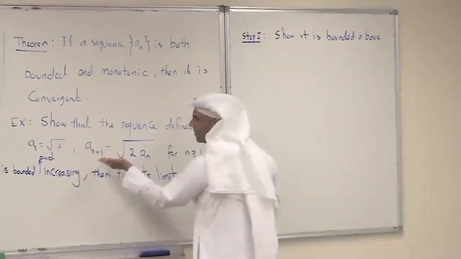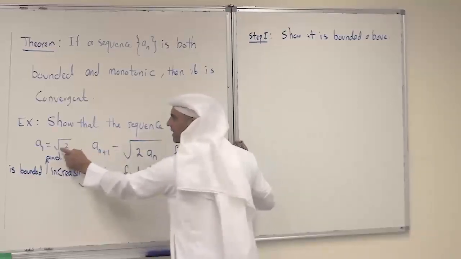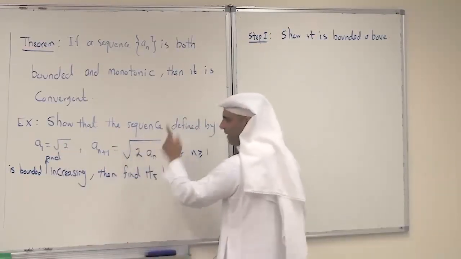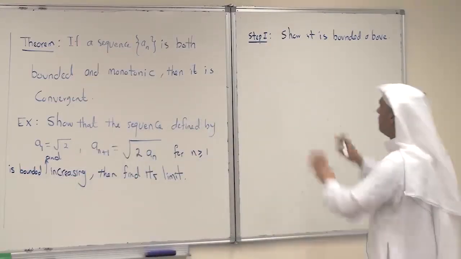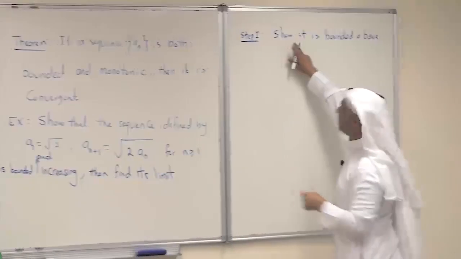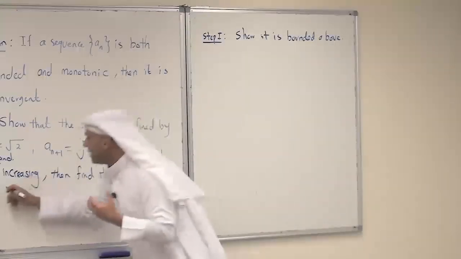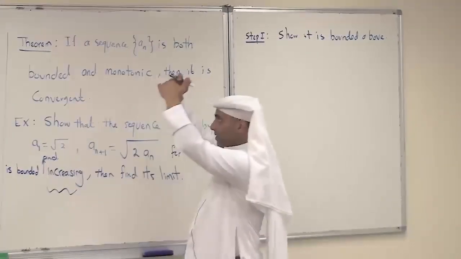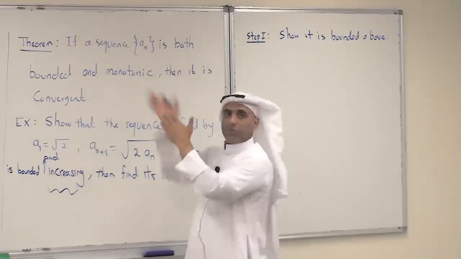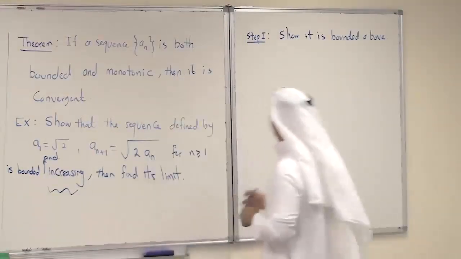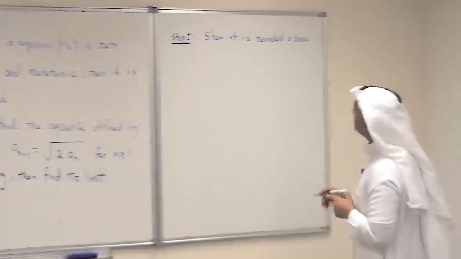It's bounded below by 0. It's also bounded below by 1, because this is greater than 1, and if we prove the sequence is increasing, then it is also bounded below by 1. I don't care about that. If I can prove it is increasing, I need to show it is bounded above. That's enough. If it is bounded above and increasing, then I'm sure there is a limit for it.